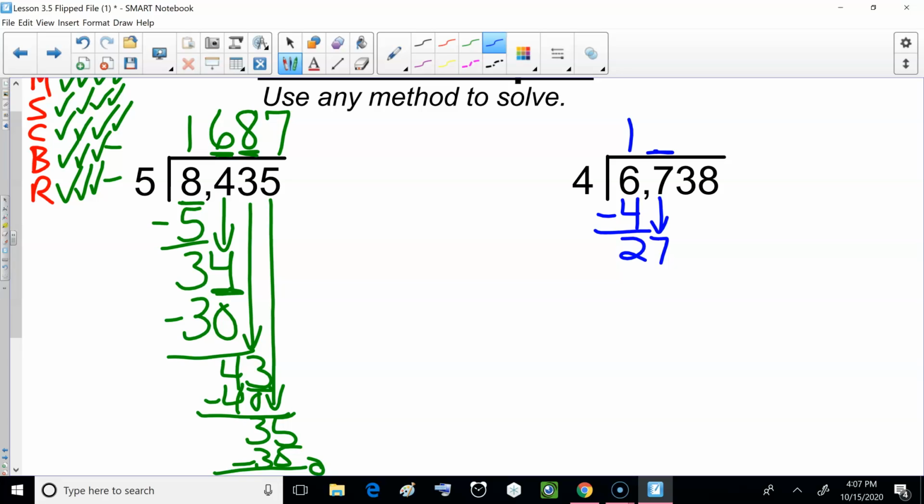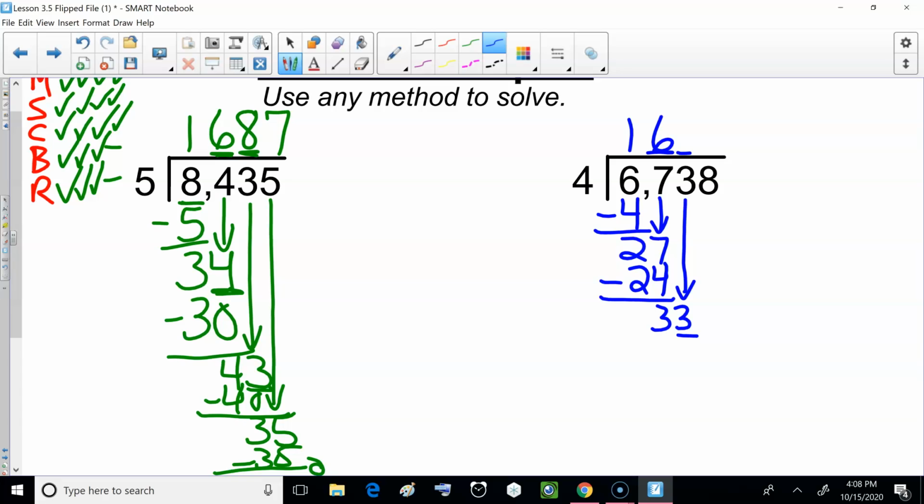4 can go into 27. Well, 4 times 5 is 20. 4 times 6 is 24. 4 times 7 is 28. That's too many, so it has to be the 6. 6 times 4 is 24. We're going to subtract. 27 minus 24 is 3. We're going to check. 3 is less than 4. I have another number, another place value, so I need to bring that down, which would be a 3. Now I can repeat the process now that I'm in the tens place value.